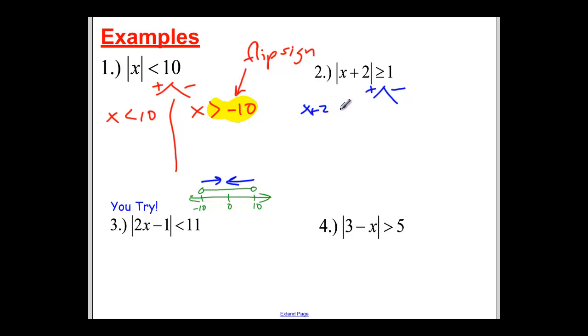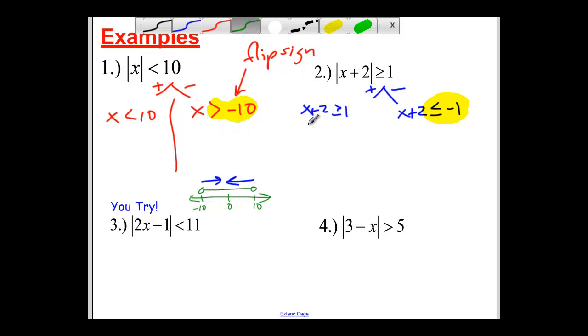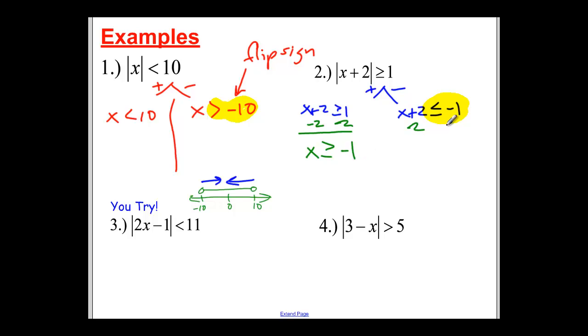So you have x plus 2 is greater than or equal to 1, and then x plus 2 is less than or equal to -1. Again, I'm going to highlight it: I switched the sign because of the negative. Here we subtract 2 from both sides, and we have x is bigger than or equal to -1. Over here, we subtract 2 from both sides, and we have x is less than or equal to -3. Now notice when I graph it on a number line, we have -1 here, -3 there, zero over here. We have solid circles, and let's graph them.